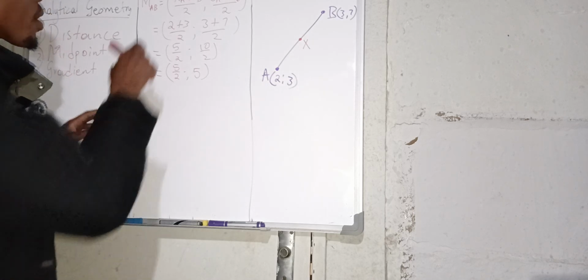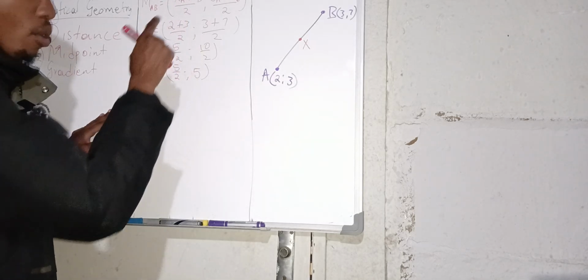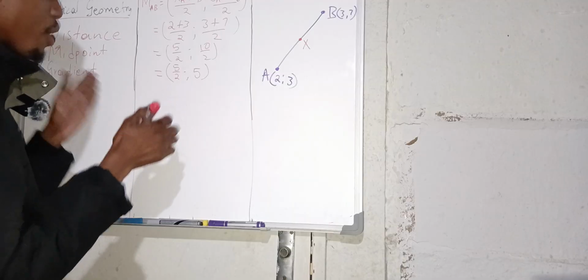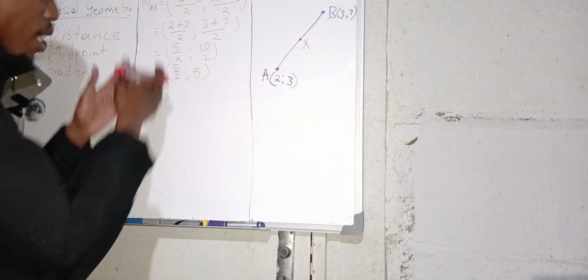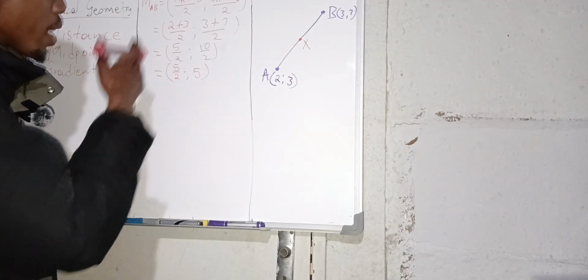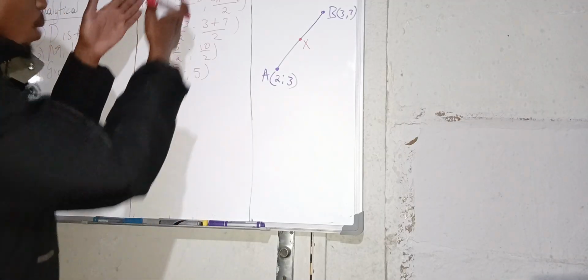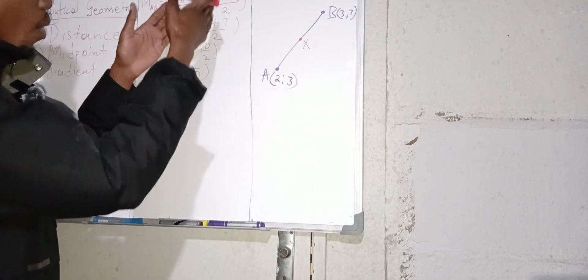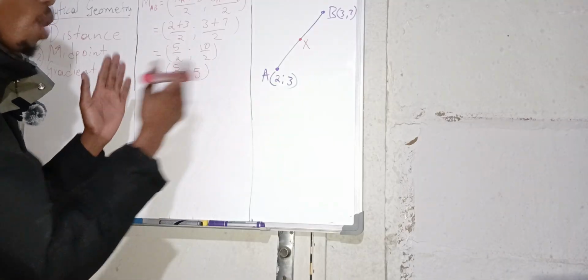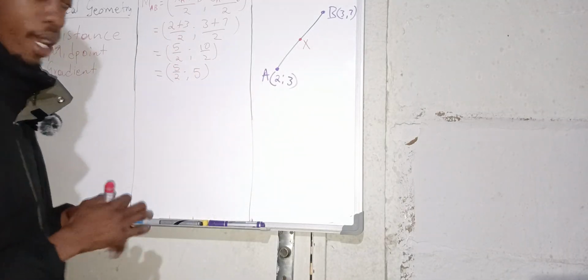You don't say XA plus YB. The left part of the coordinates is reserved for the x coordinate, and the y part of the coordinates is reserved for the y coordinate. Hence, we are saying XA, XB, and then YA, YB, because we are looking for the coordinates of point X.